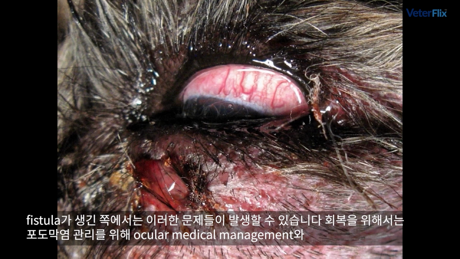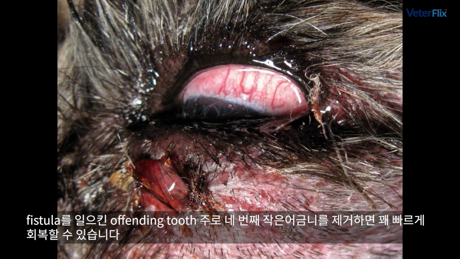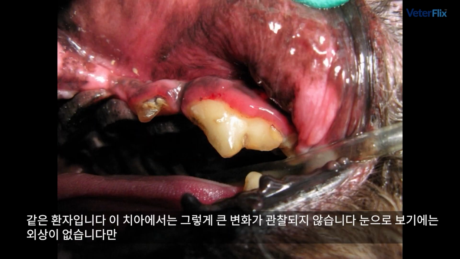Resolution may require ocular medical management to manage the uveitis, in addition to removal of what usually is the fourth premolar or the offending tooth, and resolution will follow quite rapidly. This is the same patient. You'll notice that there's not much change at all on this tooth.